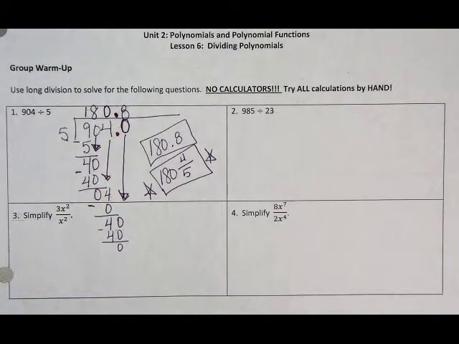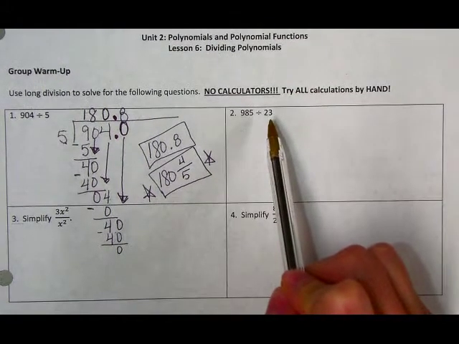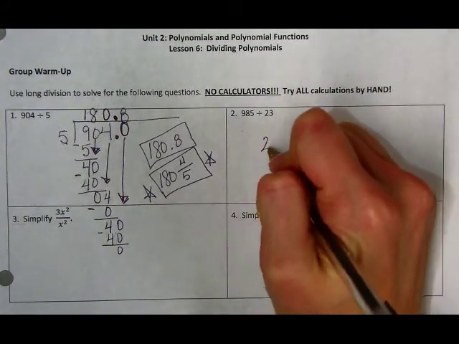In number 2, we have 985 divided by 23. 23 is our second number, so we're going to pull that outside.